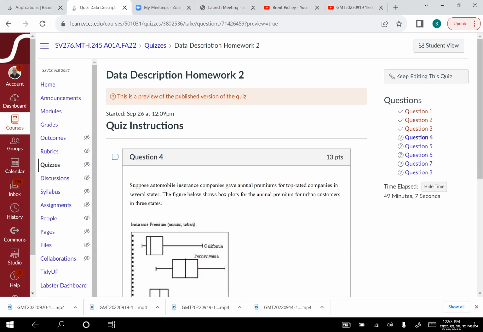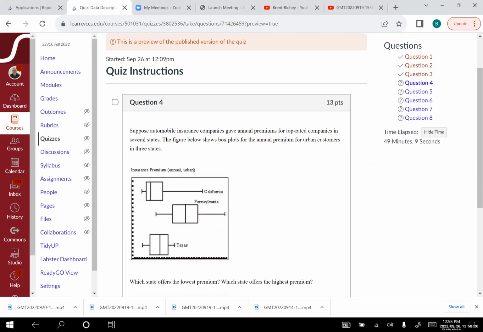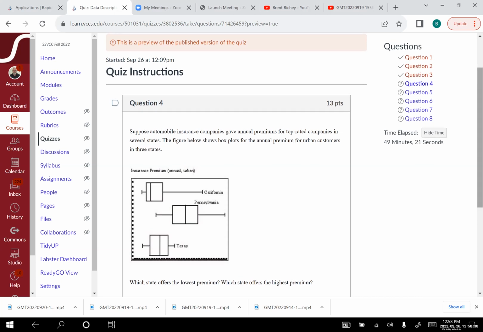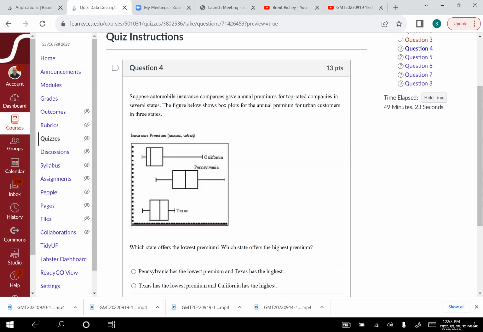All right, here we go again. And as you can see, they once again put Texas and this time California on the left-hand side, very close together. But what they want to know is who offers the lowest premium and who offers the highest premium. What would you say based on this?